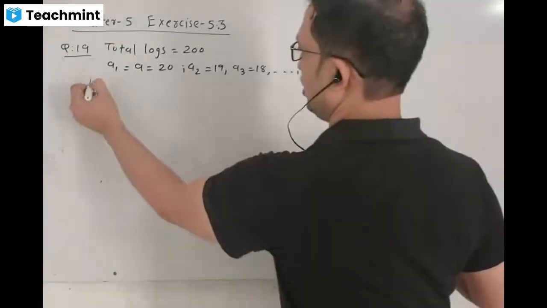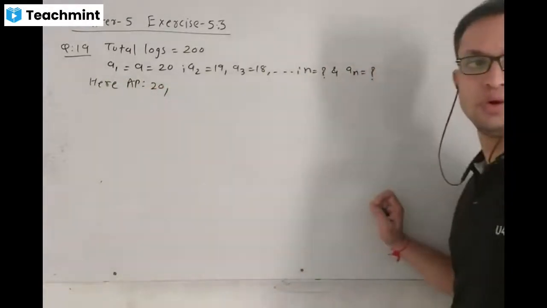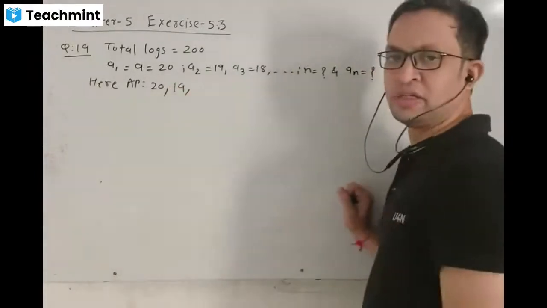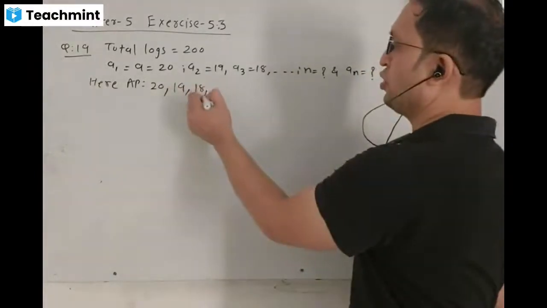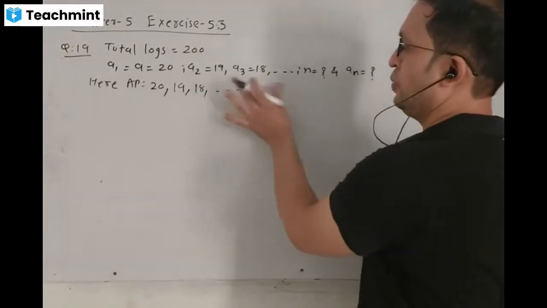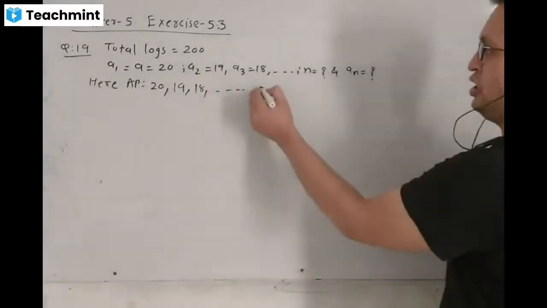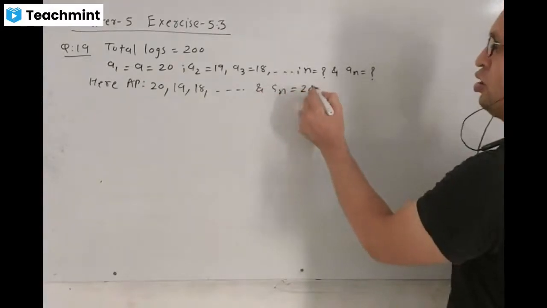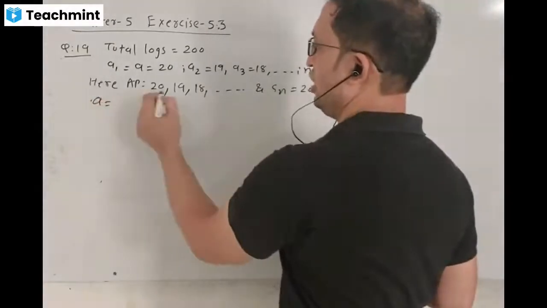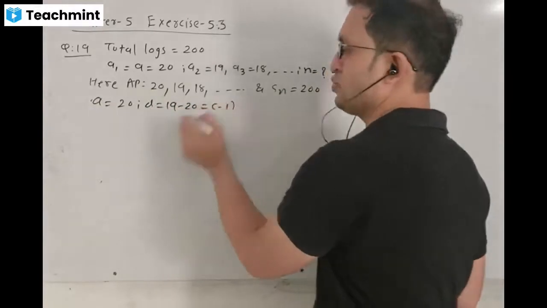Here the given AP is 20, the number of logs in the first row is 20, the number of logs in the second row is 19, the third row is 18, up to the nth term, and Sn is equal to 200. Total logs means Sn. What is the formula of Sn? Here a is equal to 20, d is equal to 19 minus 20, that is minus 1.